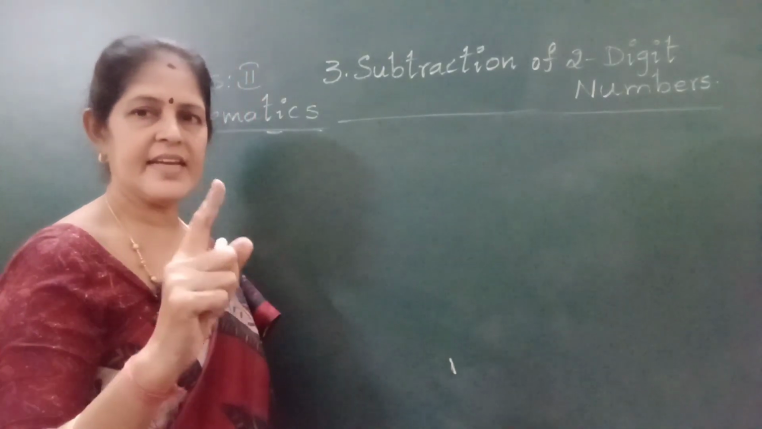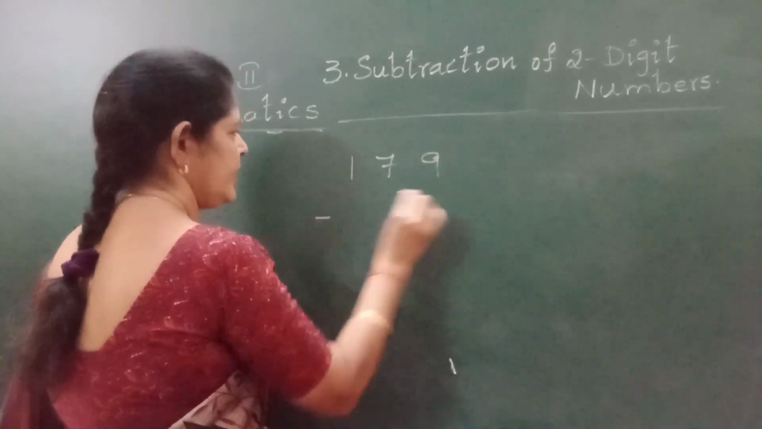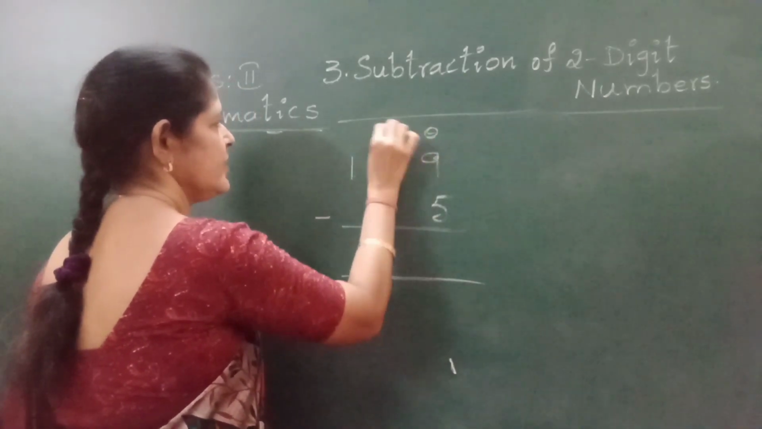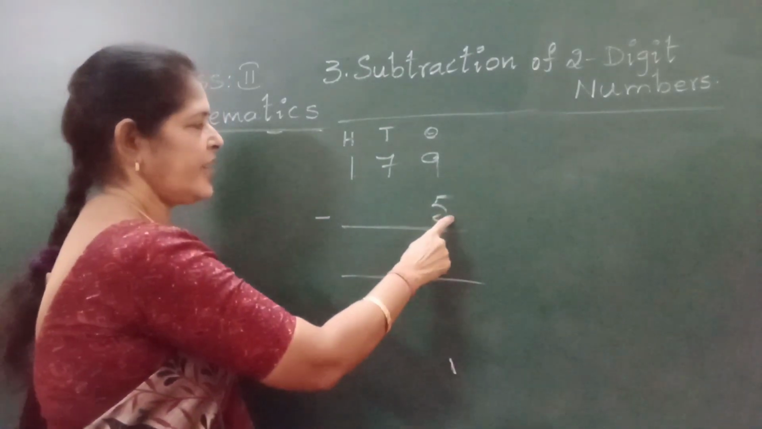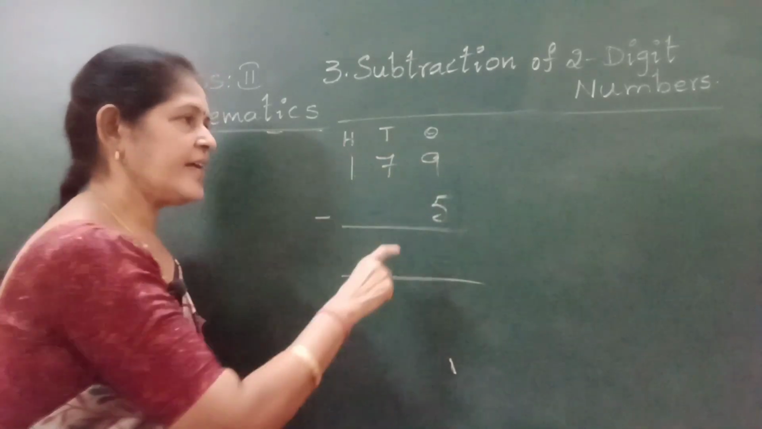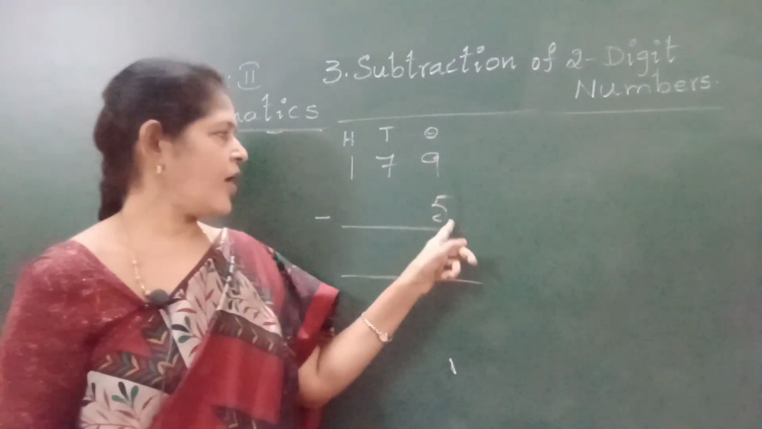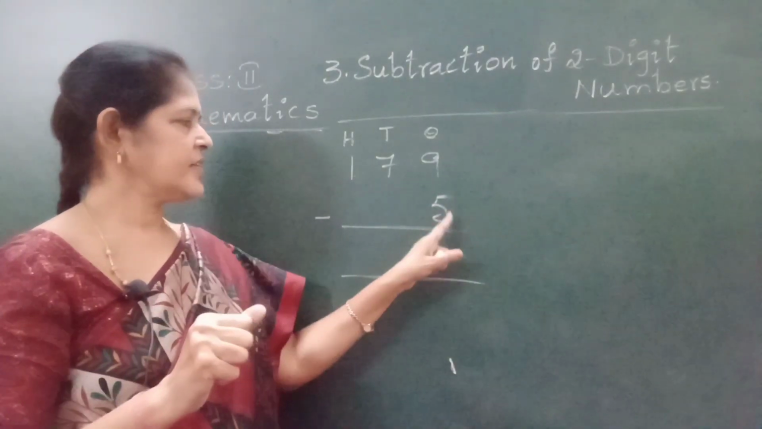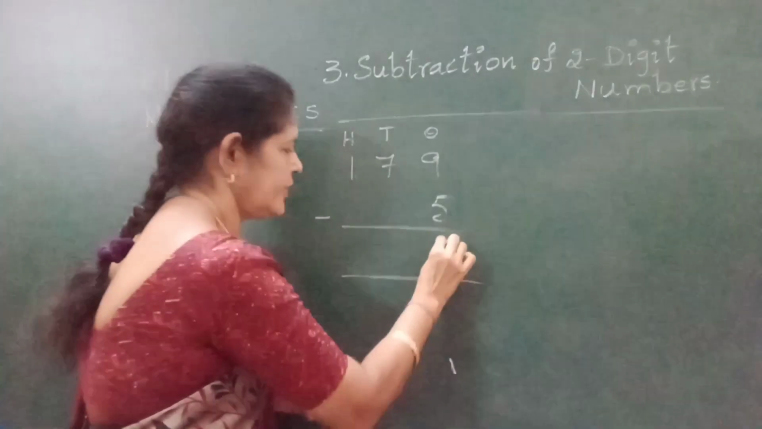Subtraction of a 1-digit number from a 3-digit number. 179 minus 5. See, a 3-digit number. Ones place, tens place, hundreds place. 5 is a 1-digit number. That's why we write 5 in the ones place below 9. Okay, this is the correct arrangement of the numbers. Now start from ones. 9 is greater than 5. Subtraction is possible. Close fingers. 5 after 6, 7, 8, 9. 4. Write it in the ones place.